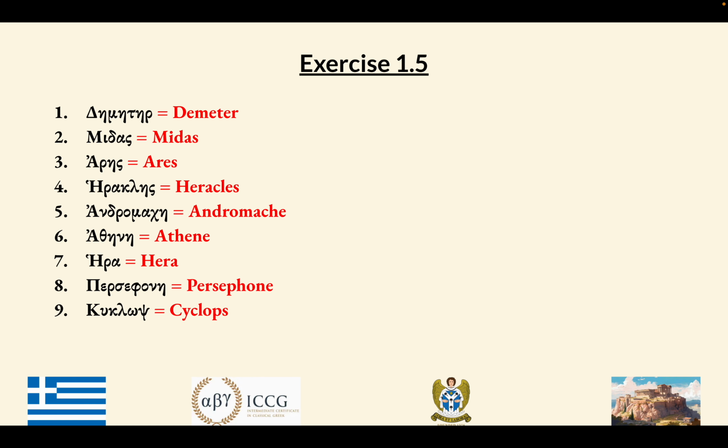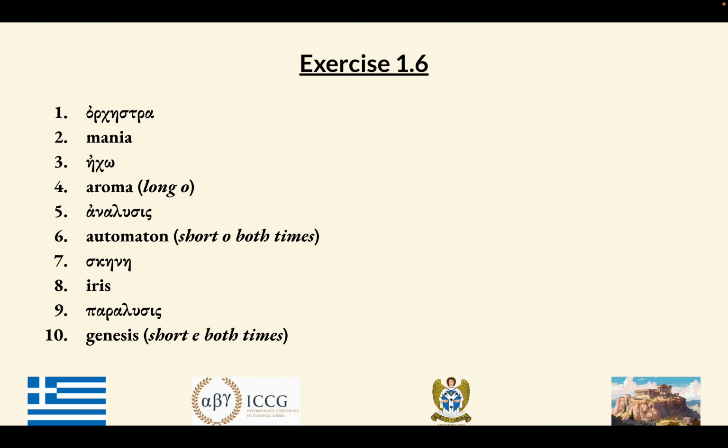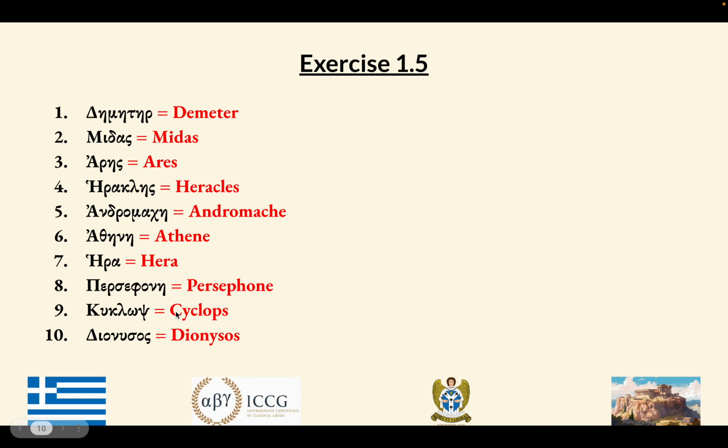Persephone, Cyclops, and finally Dionysos. Now this word Dionysos in English is often written Dionysus with a U, but that's a Romanized version. The Greek version has an O as the penultimate letter, Dionysos. Just notice here, by the way, often an upsilon in Greek can be converted to a U in English, but it's sometimes converted to a Y instead. So Dionysus in English has a Y rather than a U.